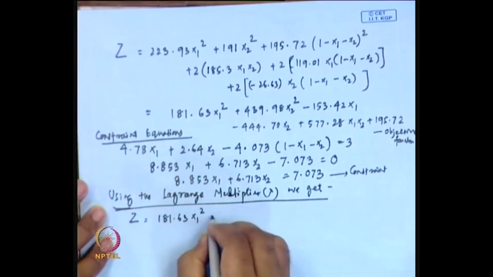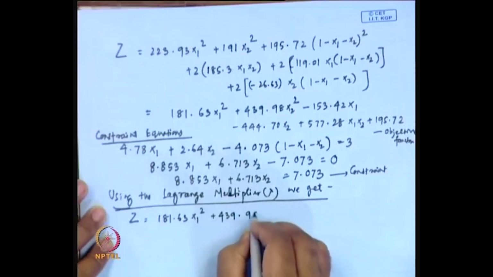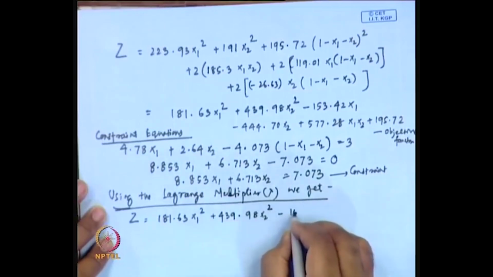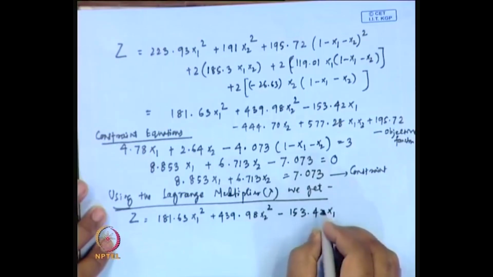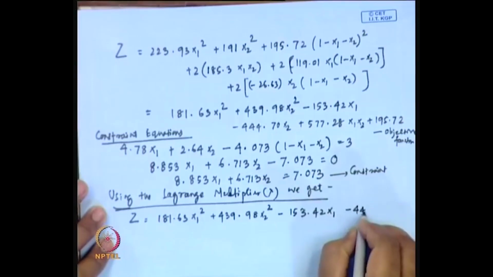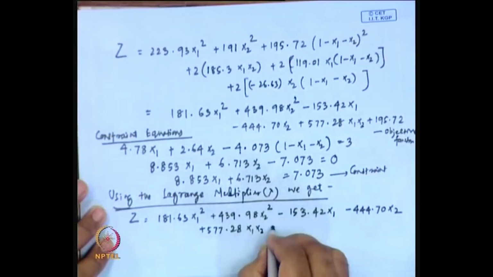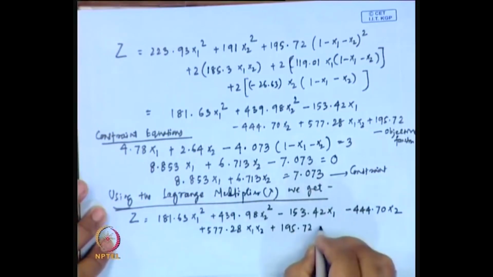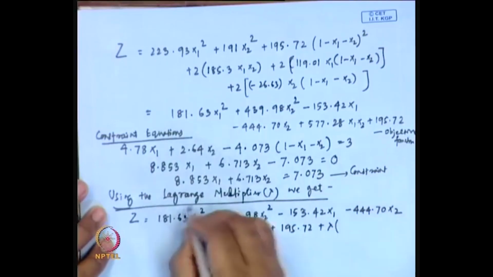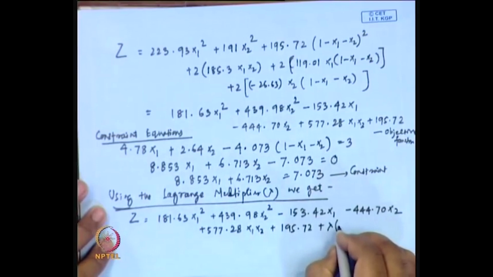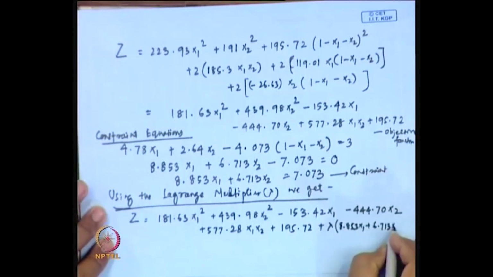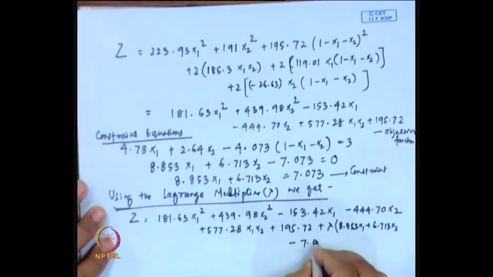181.63 x1 square plus 439.98 x2 square minus 153.42 x1 minus 444.70 x2 plus 577.28 x1 x2 plus 195.72 plus lambda into this constant function, which we already know, 8.853 x1 plus 6.713 x2 minus 7.073.